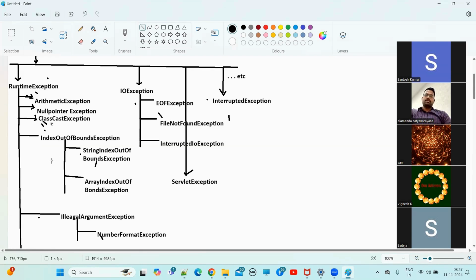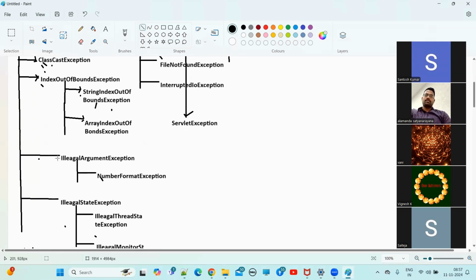Okay, guys. ClassCastException and IndexOutOfBoundsException. IndexOutOfBoundsException has two child classes. One is StringIndexOutOfBoundsException, and another one is ArrayIndexOutOfBoundsException. And for RuntimeException, we have one more child class. What is that, guys? IllegalArgumentException.